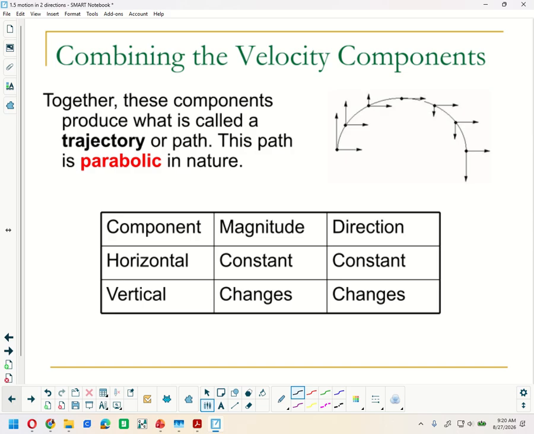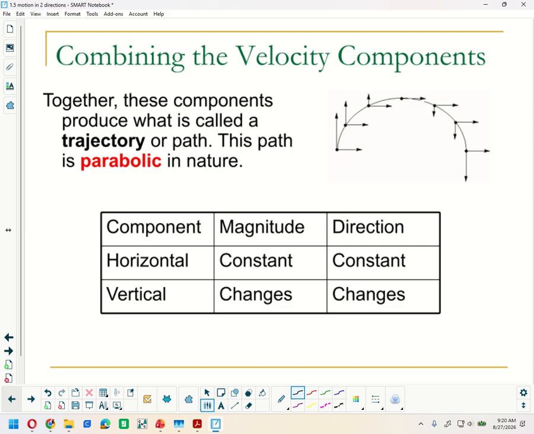Anyway, combining velocity components. Together, these components produce what is called the trajectory path. This path is parabolic. What does the word parabolic sound like? It should be similar to parabola, right? So it's the shape of a parabola.